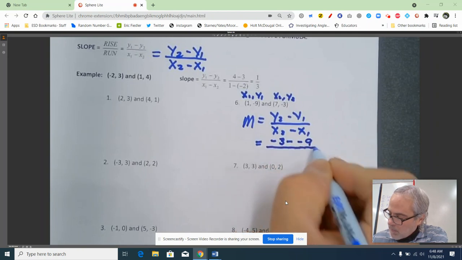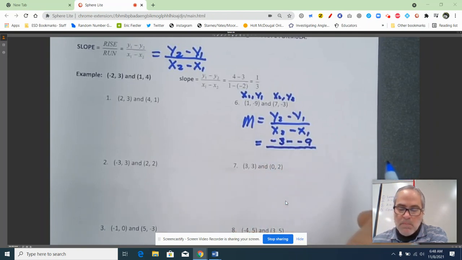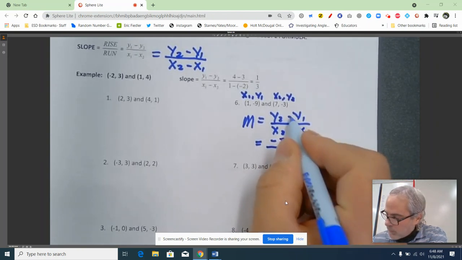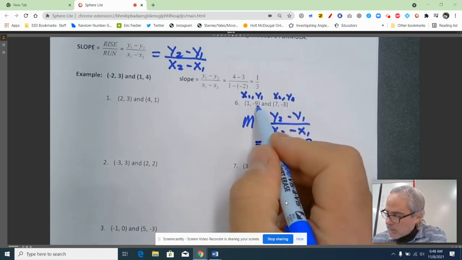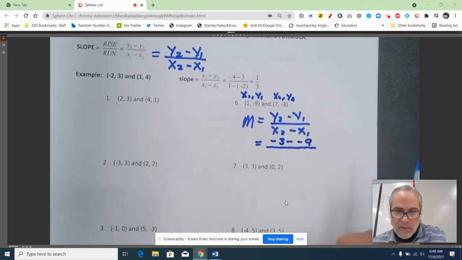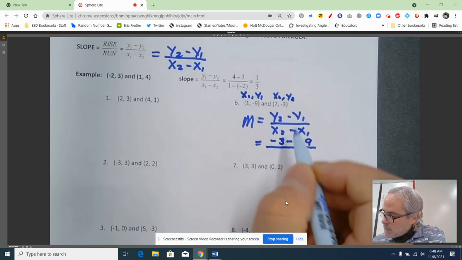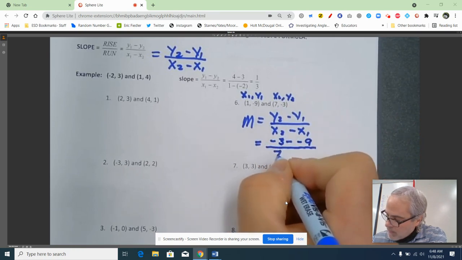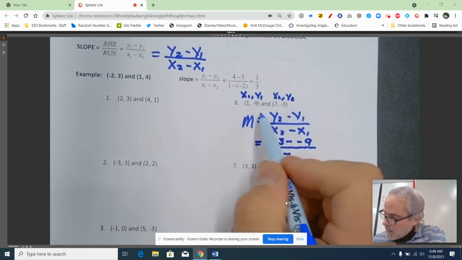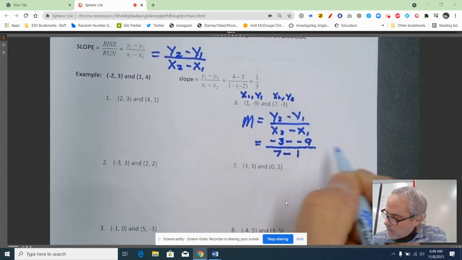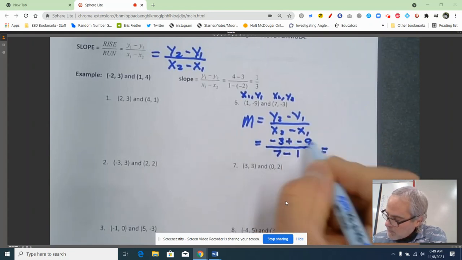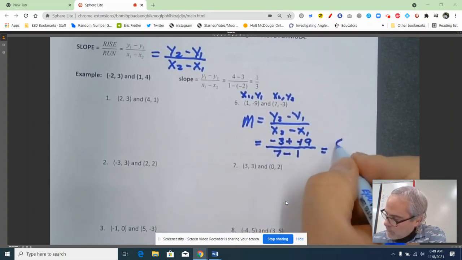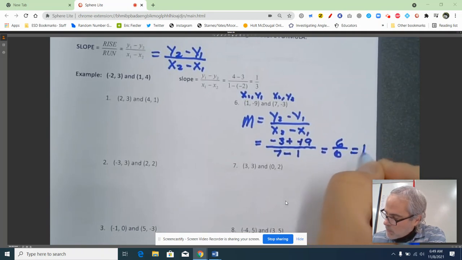And so notice I have a minus up there. Okay, make sure you write this minus before you write the sign of the number that you're trying to find the slope of. Okay, x sub 2 then would be 7. I write the 7, then I write the minus, and then x sub 1 is just 1. Okay, so that gives me 6 over 6, which is equal to 1.